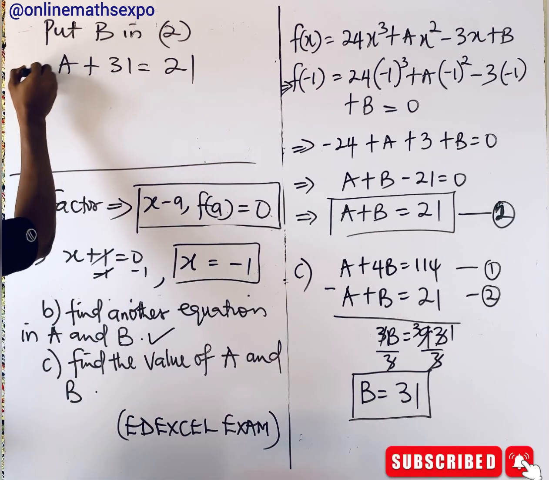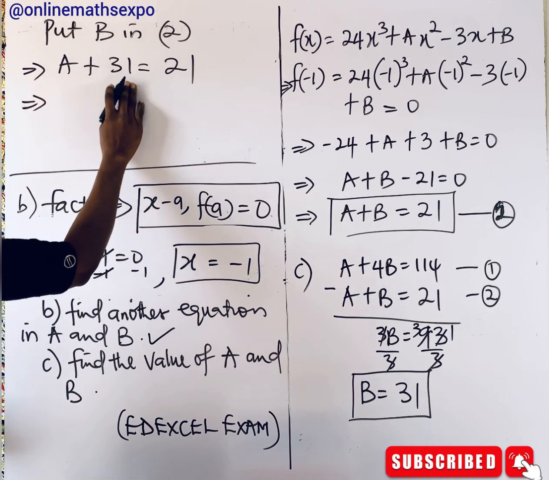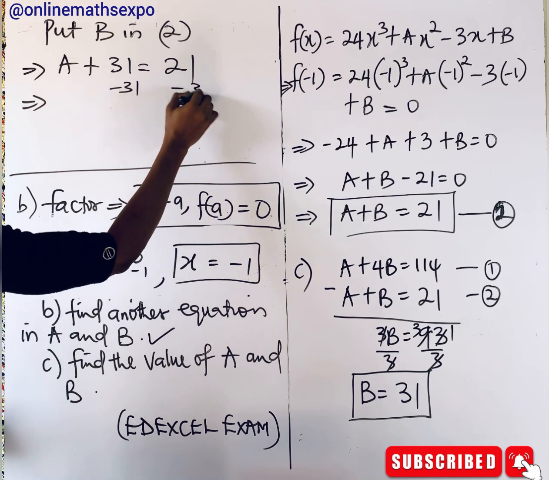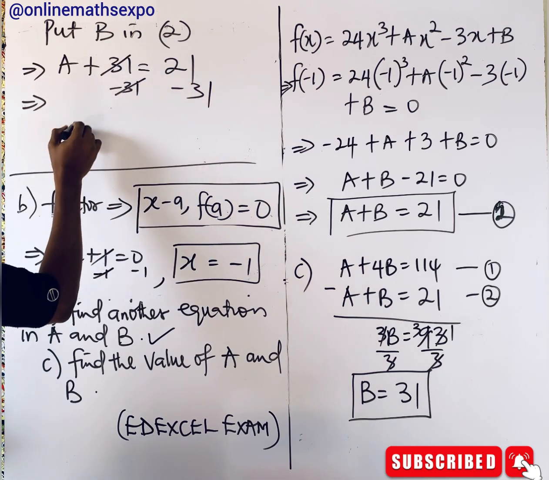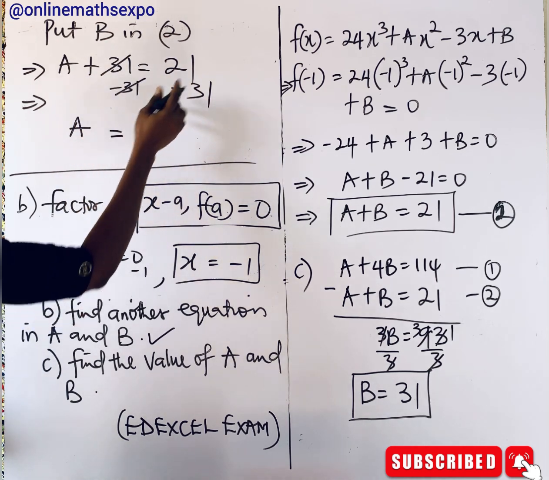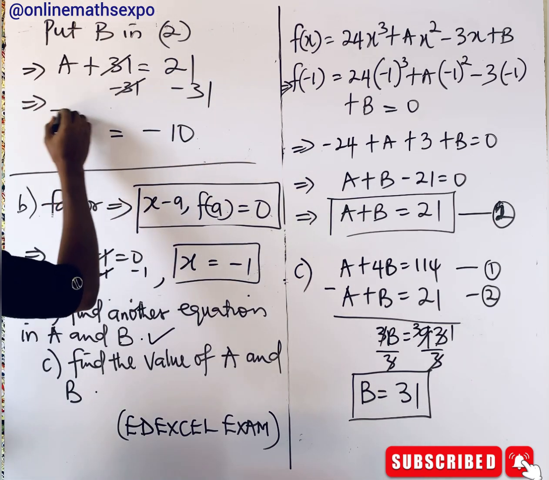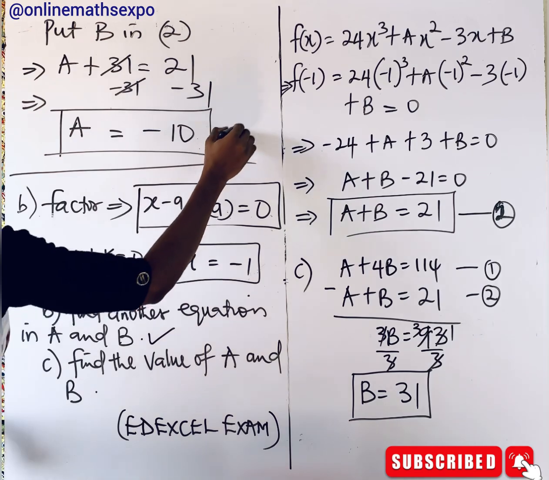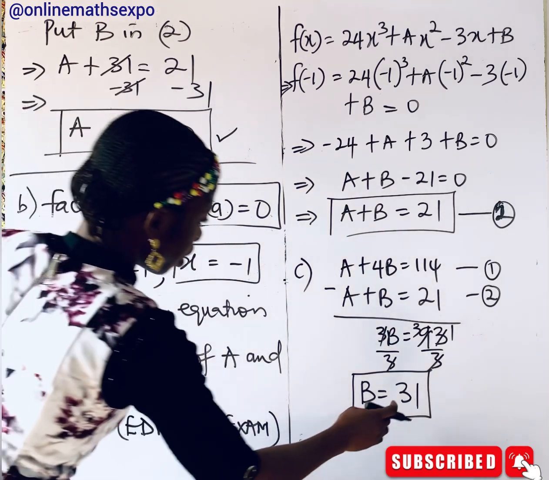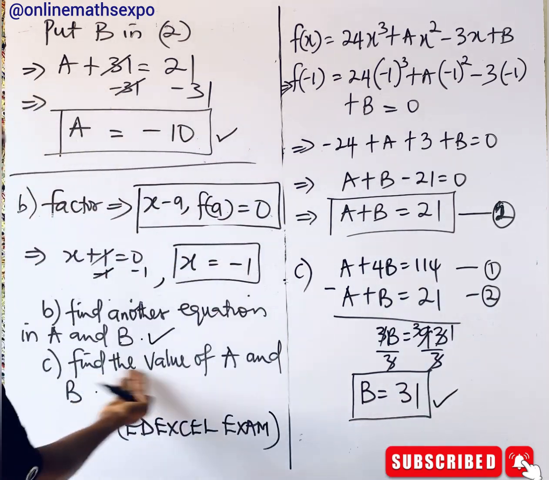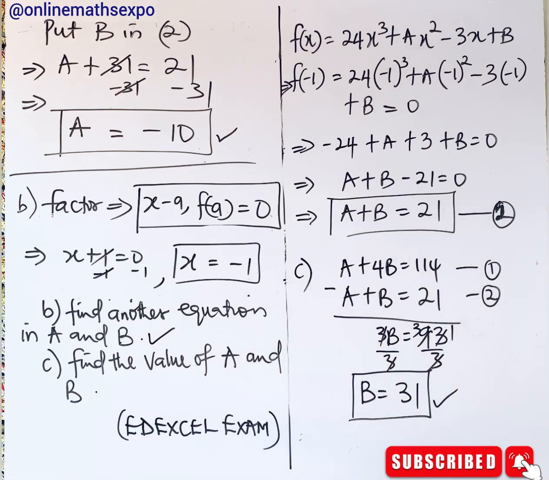So what do you do now? You are going to subtract this from both sides, okay? So if you do that, you have a is equal to, subtract this, giving us negative 10. So it means that the value of a here is -10 and the value of b is 31. And we've been able to answer question C.